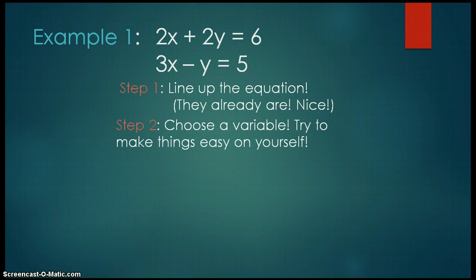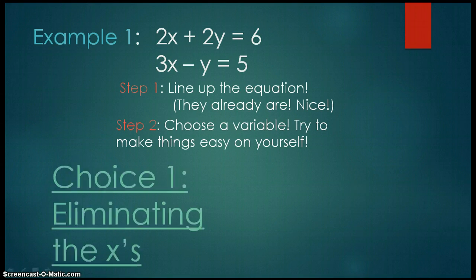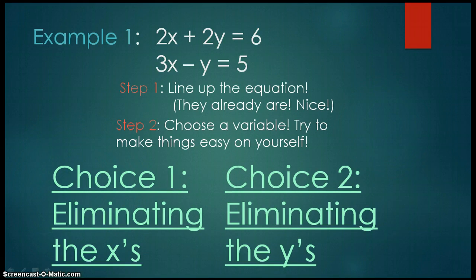Try to make things easy on yourself and eliminate a variable where you have to do as little work as possible. So if you're looking at these two, you want to find a least common multiple between the two coefficients of a single variable. So we're either looking at eliminating our x's or eliminating our y's. When we want to do this, we want to figure out, okay, what can I multiply by one or both equations in order to get them to be the same?